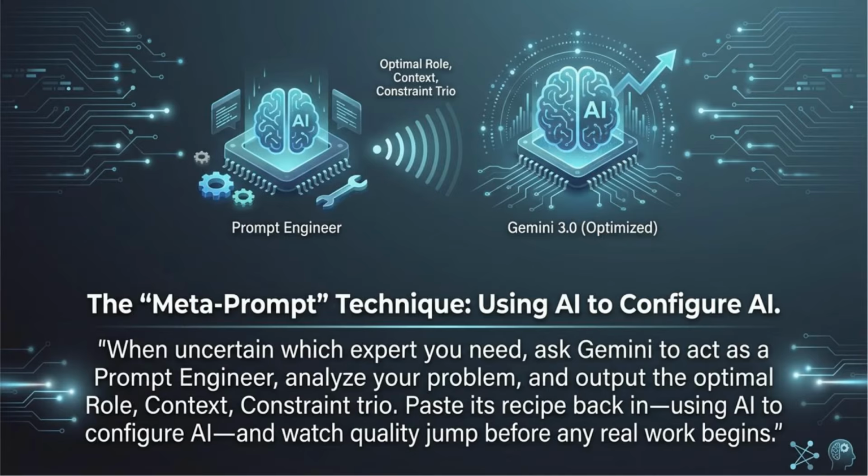This is incredibly meta, but it works. Gemini 3.0 might say, you need to ask me to act as a discrete mathematician specializing in graph theory. You then take that output, paste it back in, and watch the magic happen. You are using the AI to configure the AI.